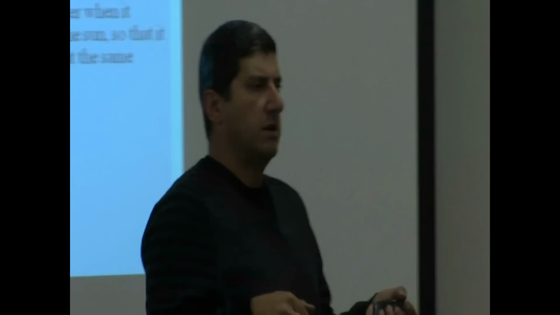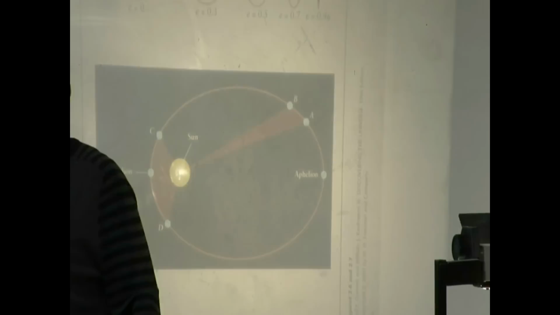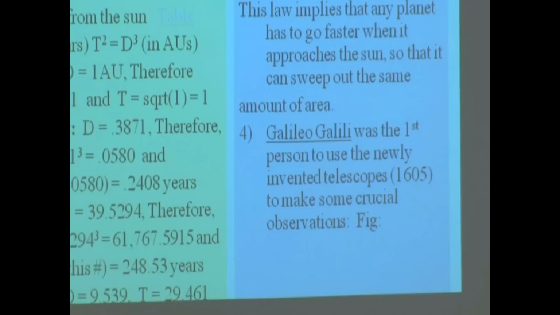If you think about it, this shouldn't be too surprising for us, because we already know about gravity. When a planet gets closer to the sun, the pull of the sun should get stronger, so it should make it speed up, you see? And that's how we do the catapult effect, by the way, when we go around planets. Let's say we're trying to go to another planet. We go like this, and then we pick up speed that way, energy, and then it catapults us to another planet. See? So this law implies that any planet has to go faster when it approaches the sun so that it can sweep out the same amount of area.